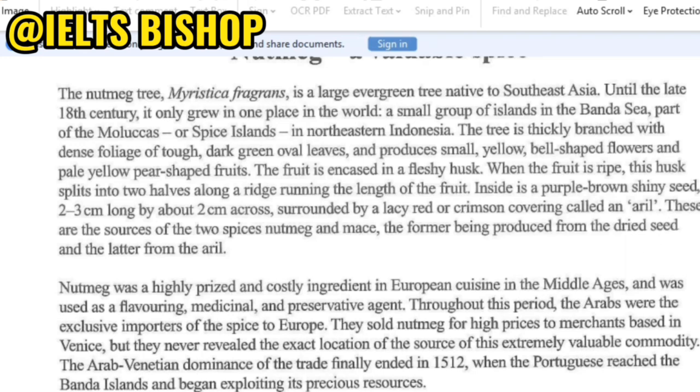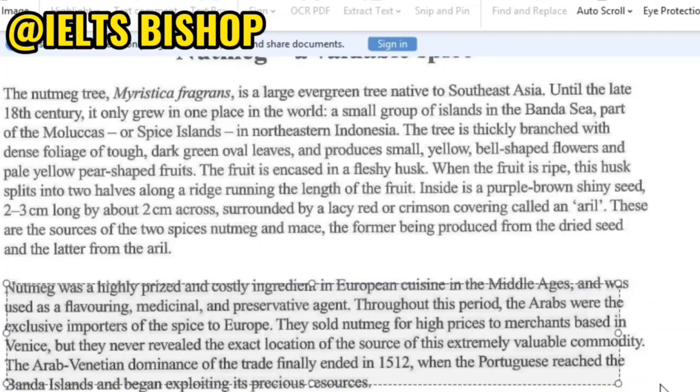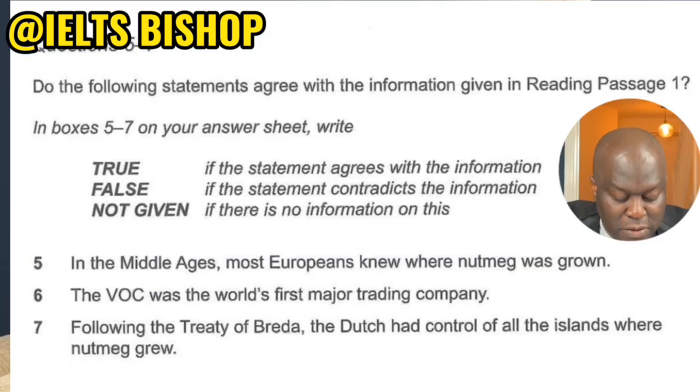I'm going to relax now and do what I call my detailed reading. You're going to relax and do your detailed reading. If you can see what I'm doing here, it means I've just shown you that all these things I've highlighted show that we are going to read everything here. You are going to do a detailed reading. The question says that in the Middle Ages, most Europeans knew where nutmeg was grown. Did they? All right. Now let's read.